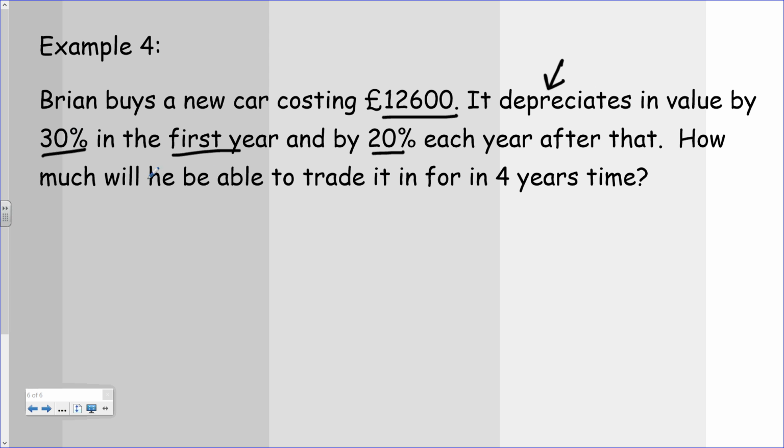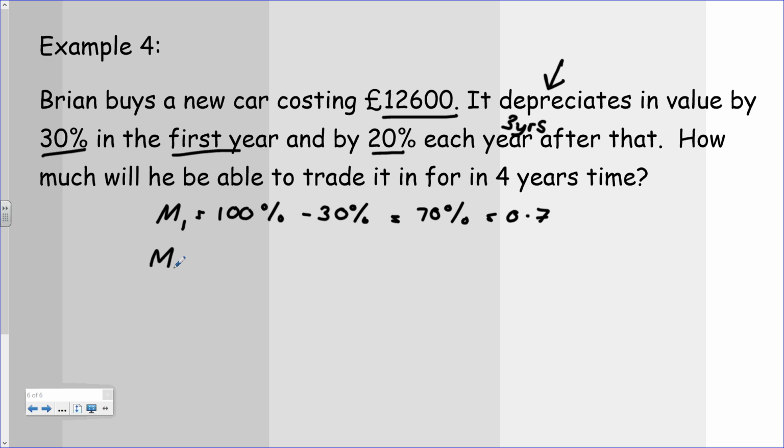So we know that 30% is the first year, so that's 1 away from the 4, so that leaves us with 3 years. So that must mean that it's 20% for 3 years. So I've got all the information I need. Okay, so the multiplier is going to be 100% of the value. And for the first year, we are taking away 30%. So that means the multiplier is going to be 70% or 0.7. So that is for the first year, so I'll put a little 1 next to that.